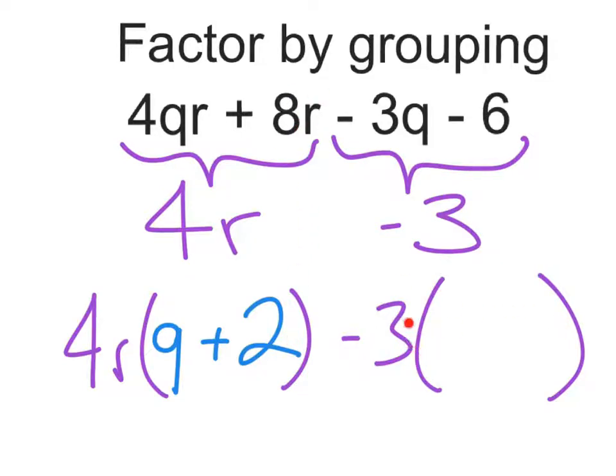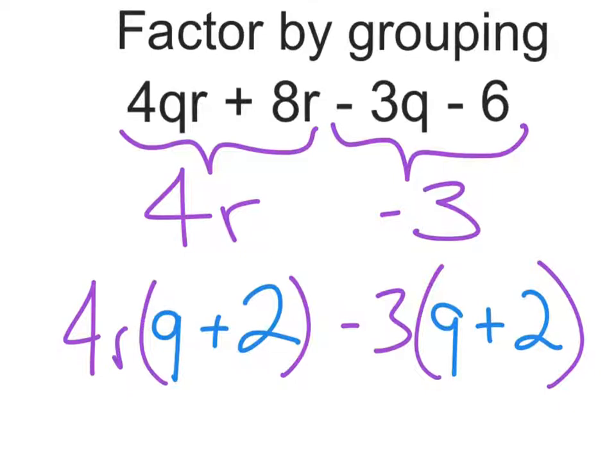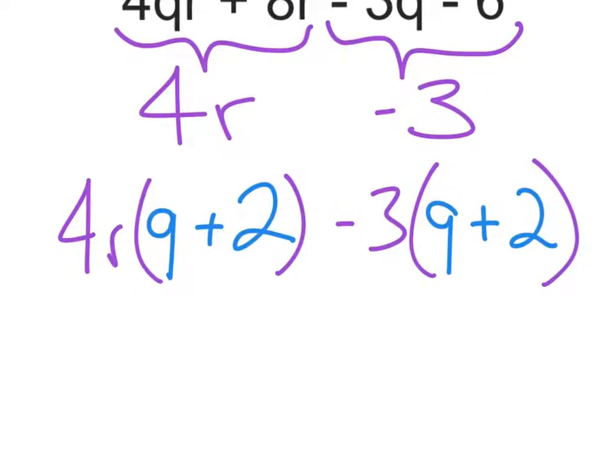What about here? Negative 3 times what gives us negative 3Q? Simply Q, and then negative 3 times what gives us negative 6? Positive 2. Great. So now what I know, when we take a look at this, in blue we can factor out the Q plus 2. And to do that, I'm going to write Q plus 2.